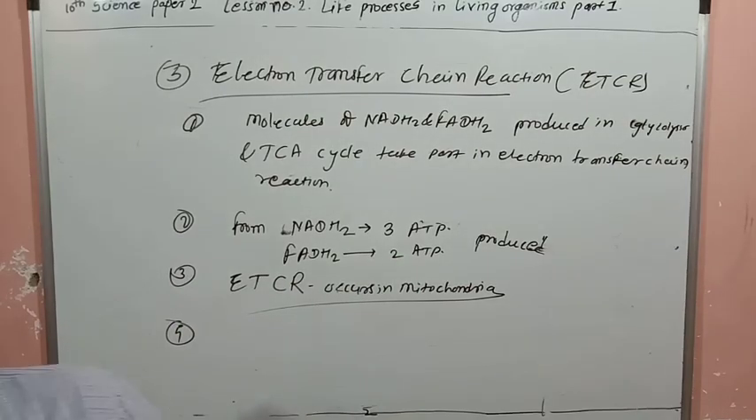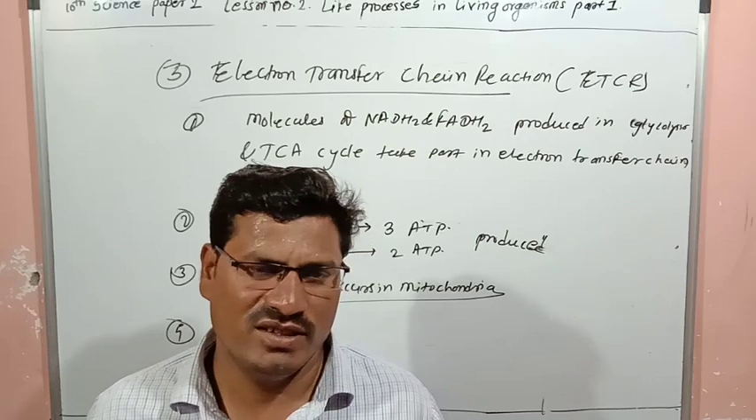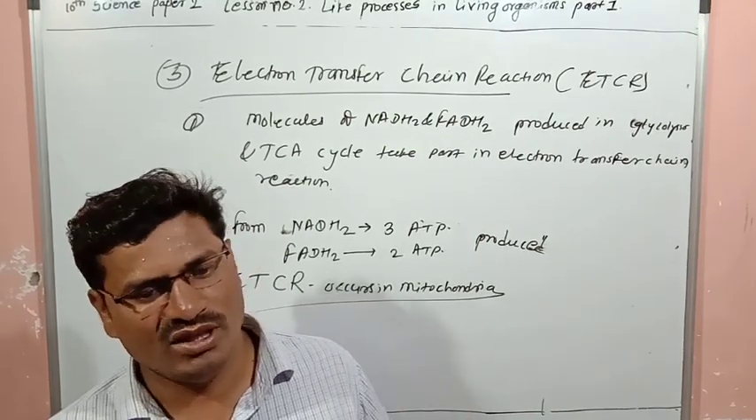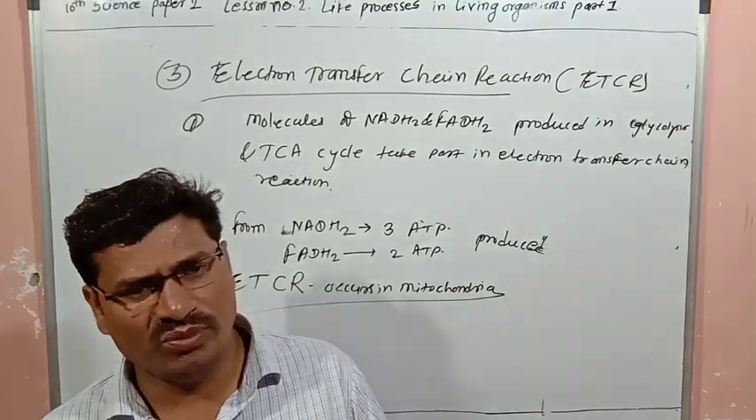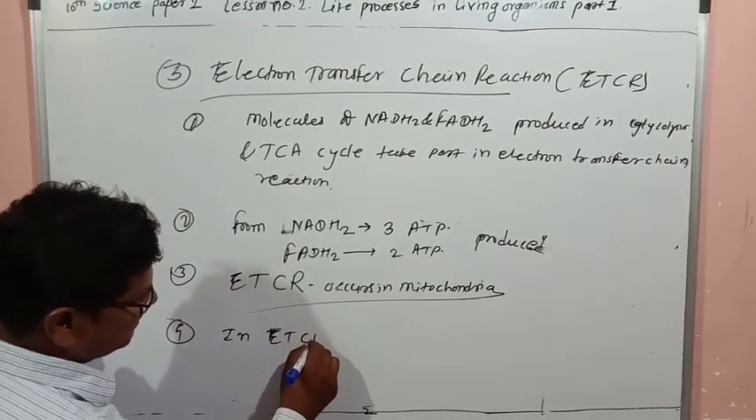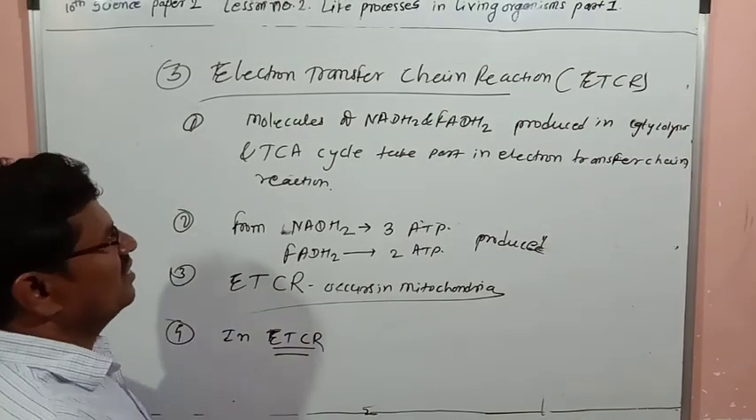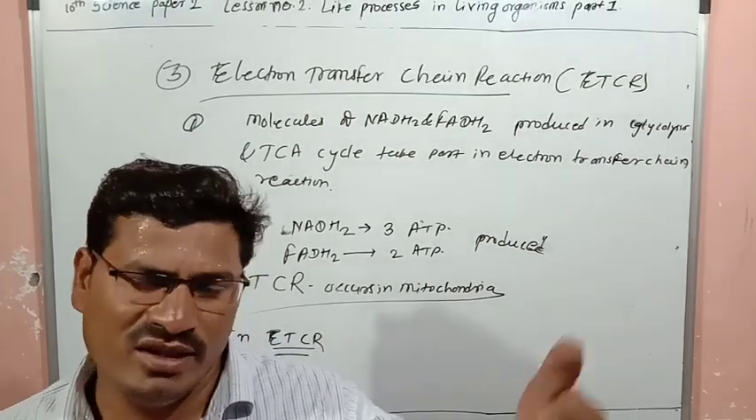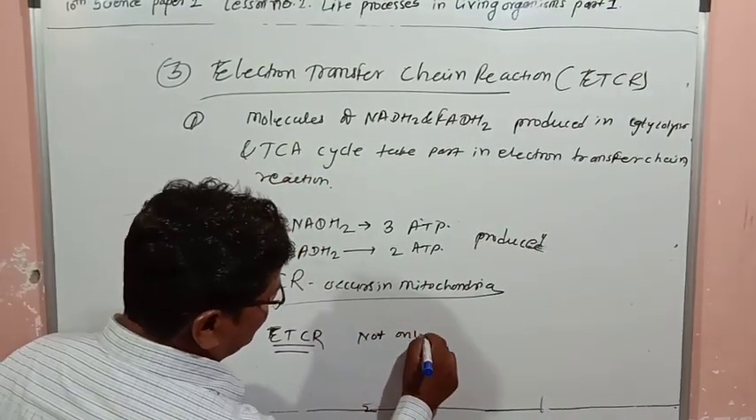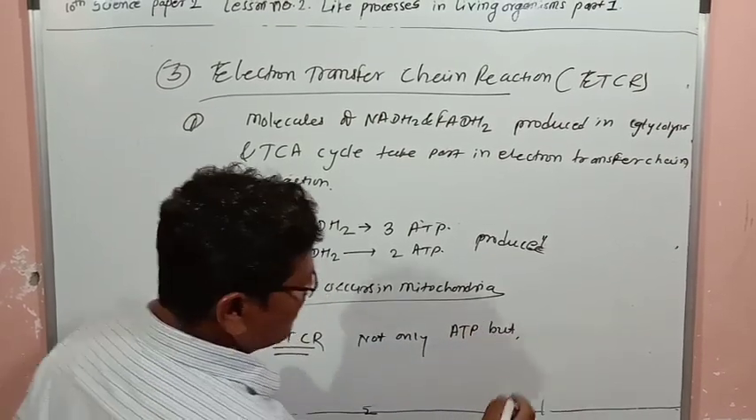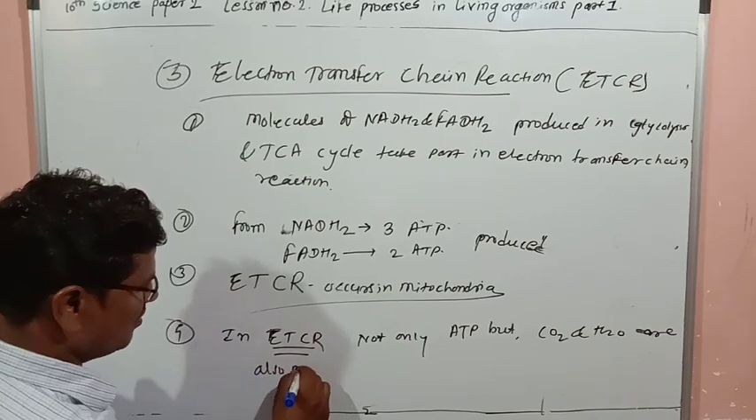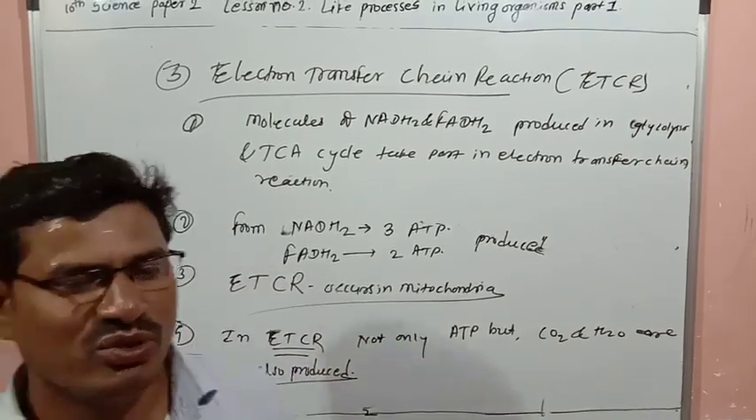And the fourth point: when the electron transfer chain reaction takes place, not only ATP molecules but also CO2 and H2O are produced, as the glucose is oxidized. In these three steps, the glucose molecule is completely oxidized, and not only ATP but CO2 and H2O are also produced. The next part we'll study in the next video.